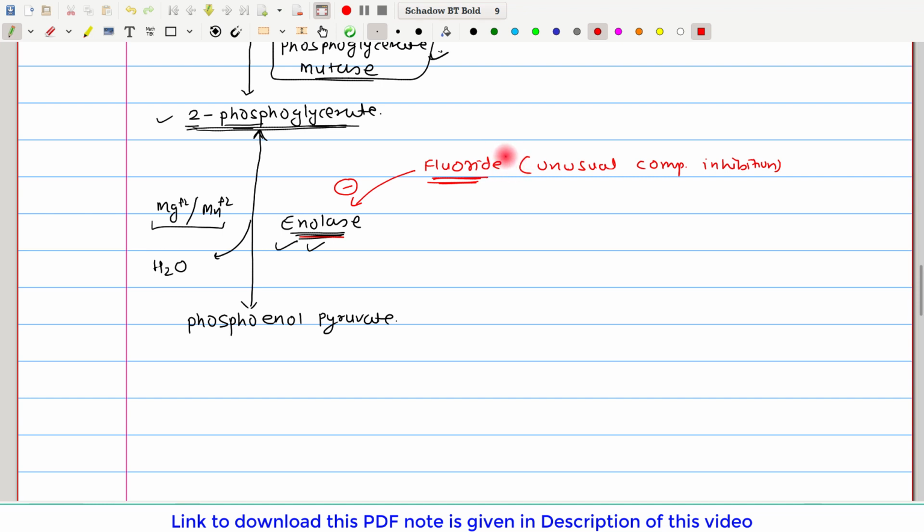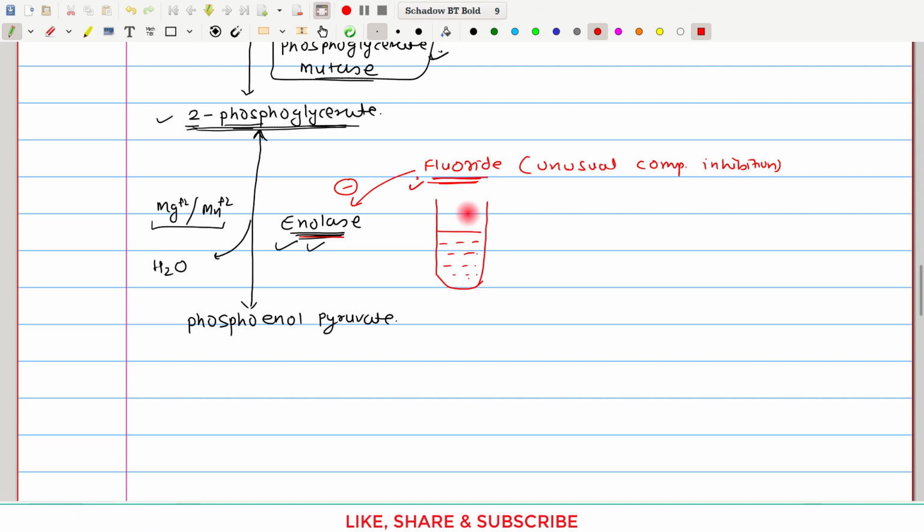See, fluoride is added in a blood sample collected for blood glucose estimation. Whenever you collect a blood sample from a patient for the purpose of estimating glucose concentration, at that time we add fluoride. What is the reason? Why do we add fluoride? Suppose this is the tube in which you have collected blood, and from this blood you want to estimate its glucose concentration. Inside this blood there will be some cells, RBCs, WBCs, all these different kinds of cells, and these cells are continuously utilizing glucose.